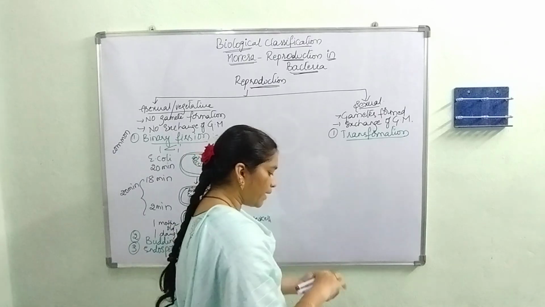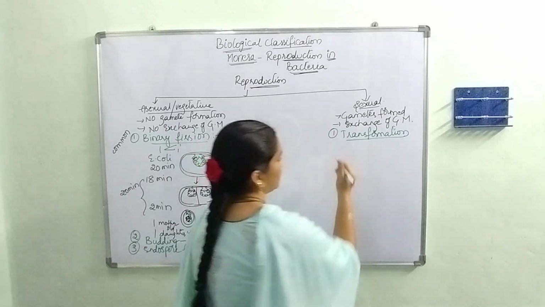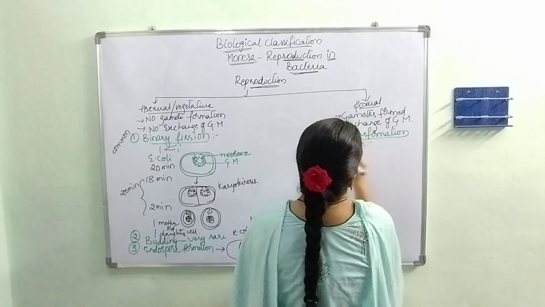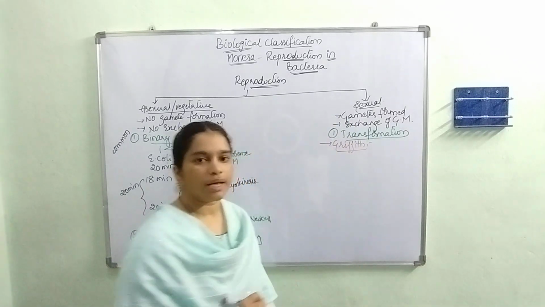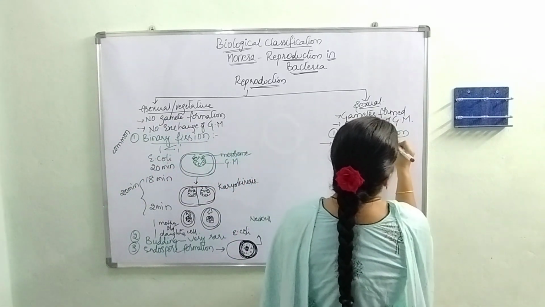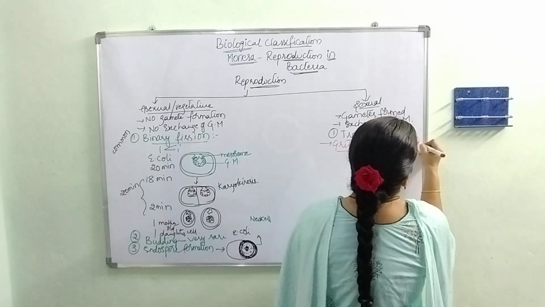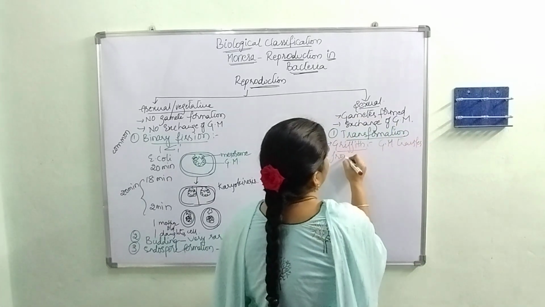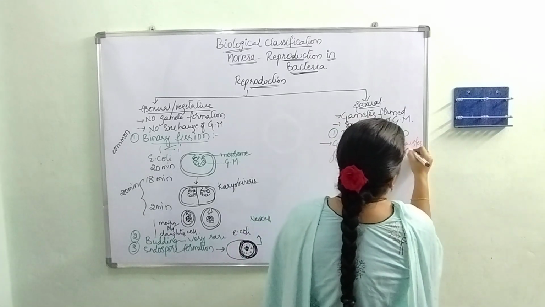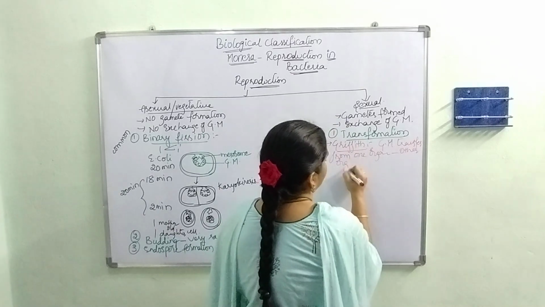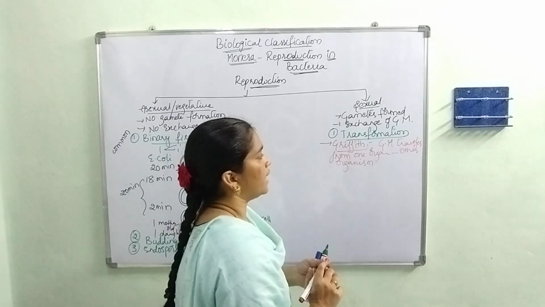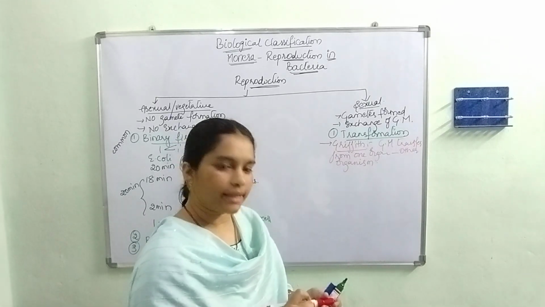Transformation is explained by Griffith. What is a transformation? The transfer of genetic material from one bacterial cell, from one organism to the other organism, is called transformation, which is given by Griffith.